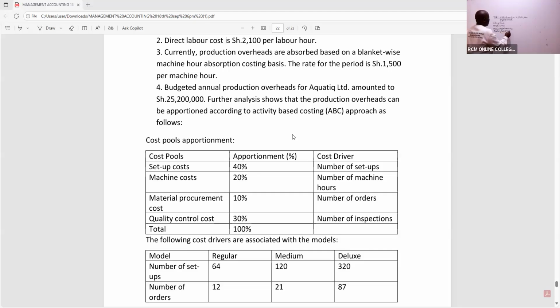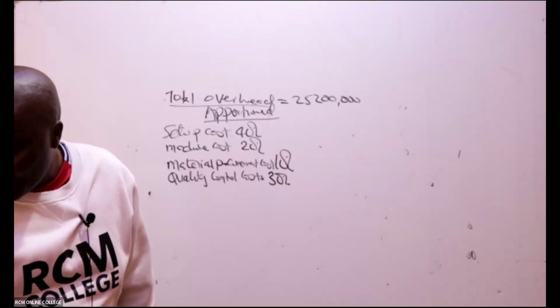So in this case here, the setup cost, my good students, I can see straight away is 40%. I have machine cost at 20%. We have material procurement cost, 10%. Then we have quality control cost of 30%. So now these percentages, I'll be able to apportion them.